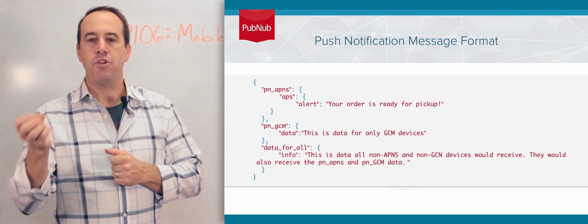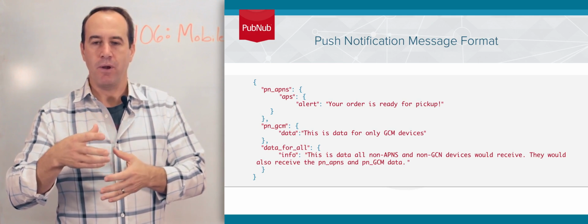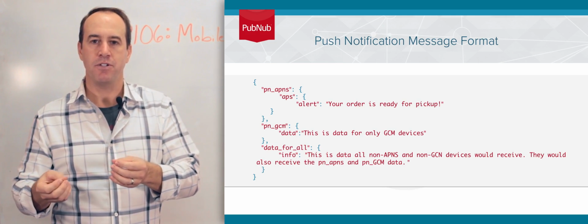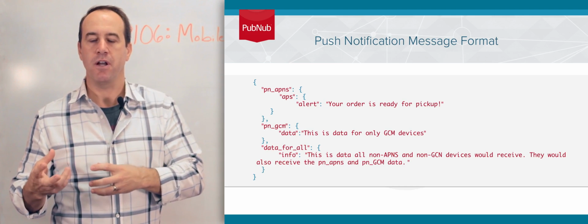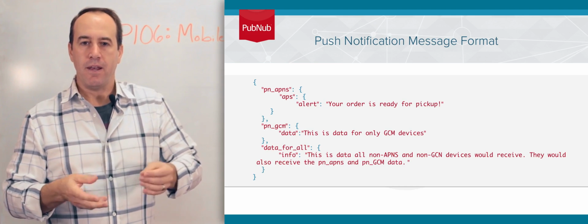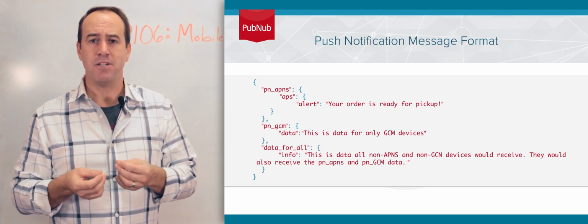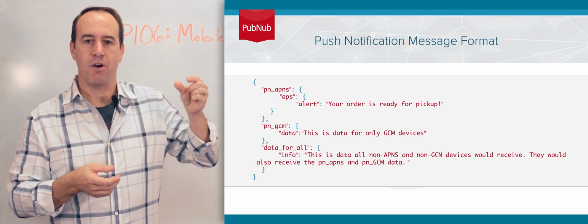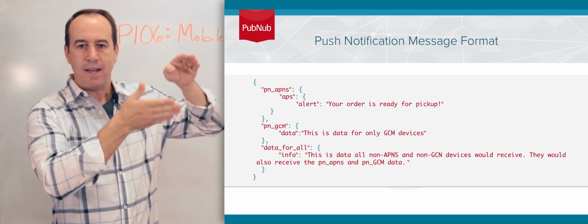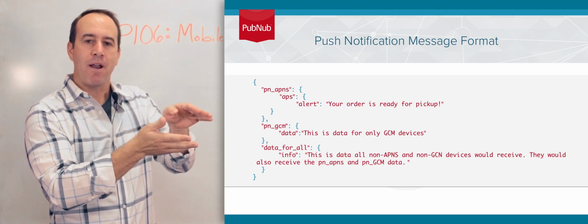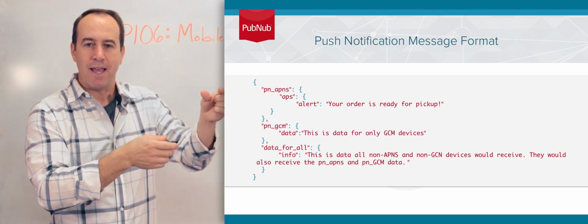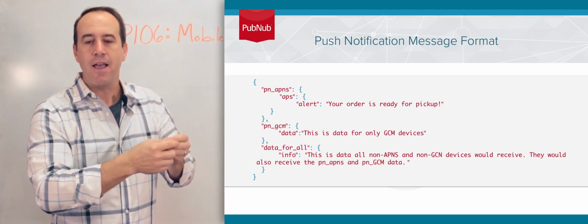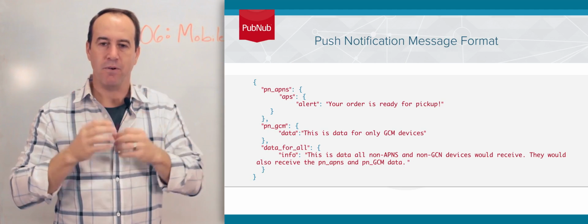So what you actually put in the push notification section is up to you. It could be an exact copy of the real-time message, or it could be a more summarized version of it. But to be specific about how this message has to look, for APNS, you declare a section called PN_APNS, and inside of that, you have to provide the proper APNS format, which starts with APS, and inside of that is an alert key, and then your actual message that gets displayed on the device.